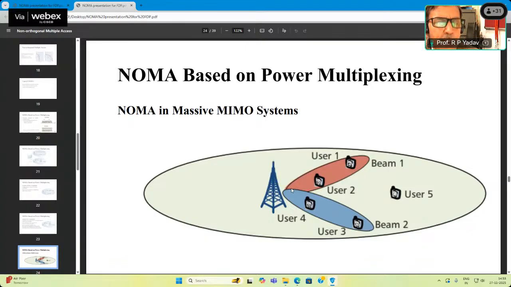The basic method of realizing this beam is changing the weight values, changing the weight factors at the feed networks. That means, as you know, array structures in antennas. Now arrays mean more than one element. Obviously they increase the gain.